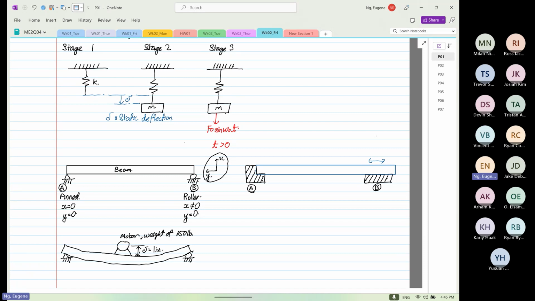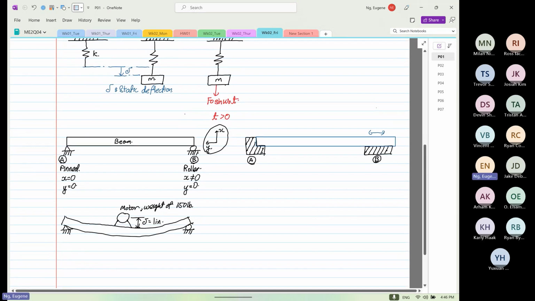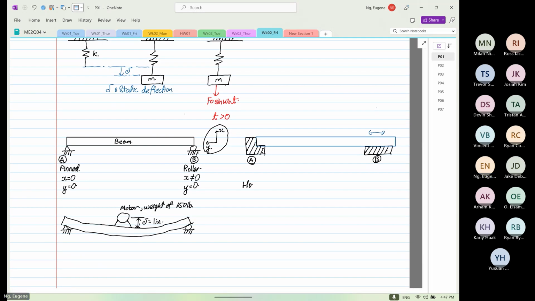So now, what we have is how do we get the motor to vibrate? And it's not just turning on. How? Now the question is how to get the motor to induce a forced vibration.